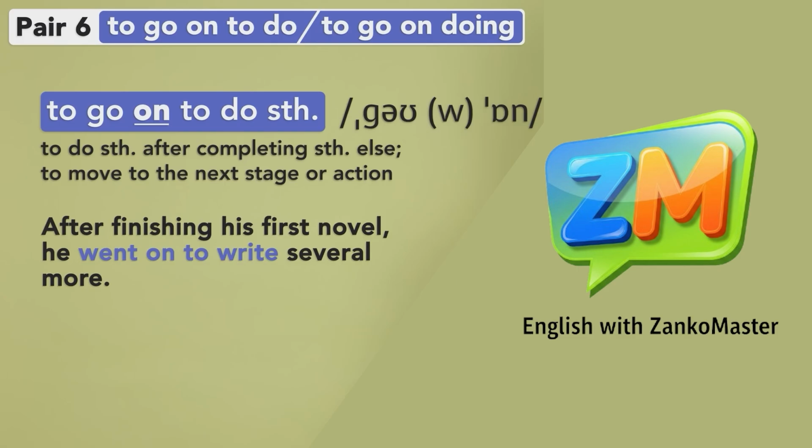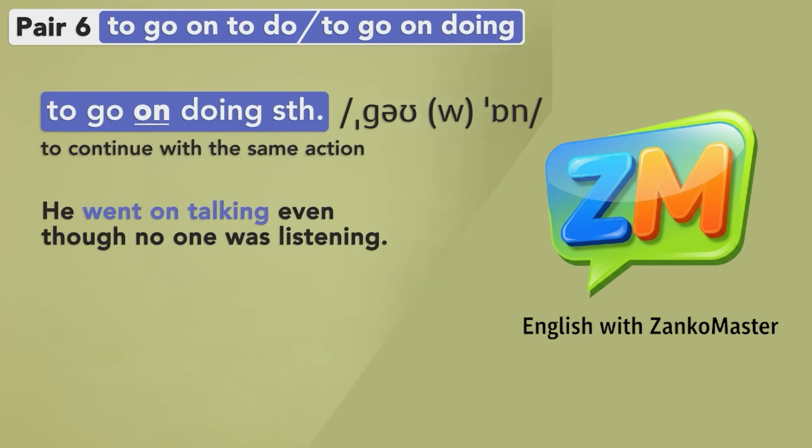If we go on to do something, we do something after completing something else. We move to the next stage or action. For example, after finishing his first novel, he went on to write several more. This means he completed one and moved on to the next. If we go on doing something, we continue with the same action. For example, he went on talking even though no one was listening, meaning he continued talking.